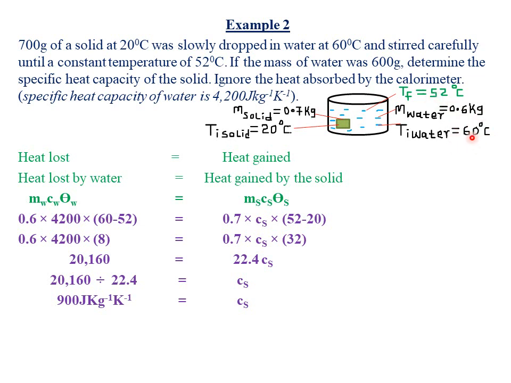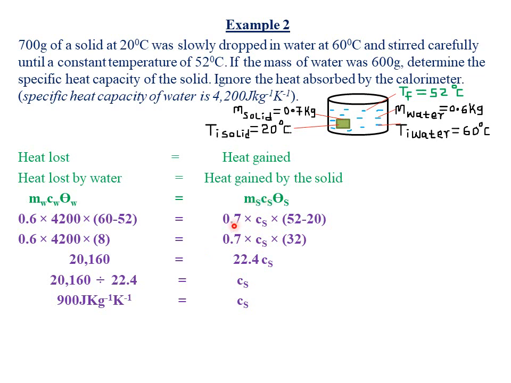So the initial temperature for water was 60. The final temperature is 52. So 60 minus 52 will give us a temperature change of 8 Kelvin or 8 degrees Celsius. So 0.6 times 4,200 multiplied by 8 Kelvin, you will simply obtain 20,160. Therefore, at this stage, let's look at the values involving our solid.